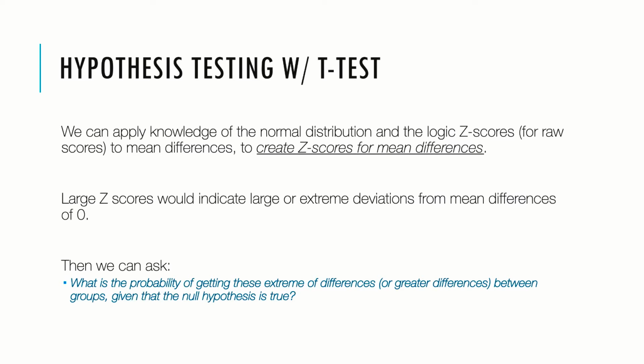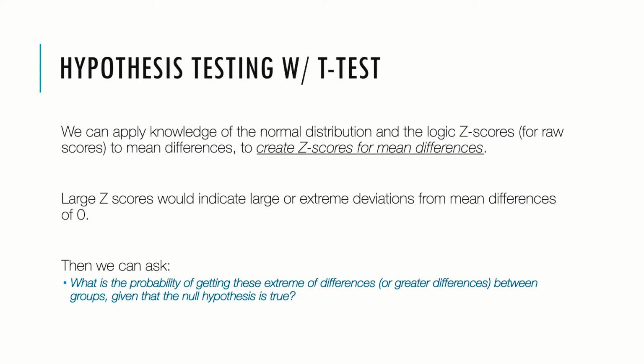So we can take that knowledge and, instead of using raw scores, we can convert mean differences into z-scores. If we had a large z-score, it would indicate to us that we are extreme deviations from the mean, the 0 mean difference, the null hypothesis at the middle. We'd be out in the tails of the distribution, right? So we can take that logic and apply it that way.